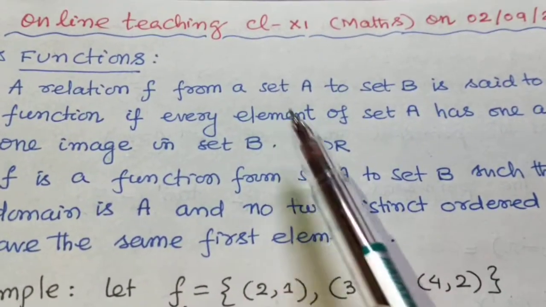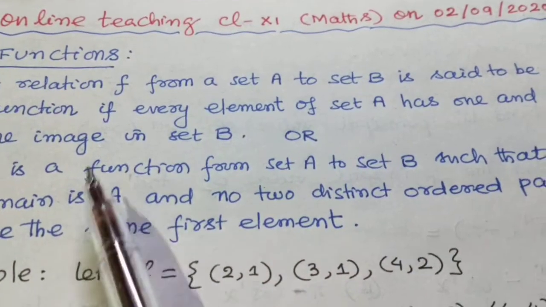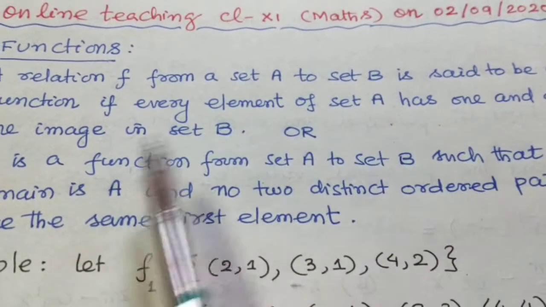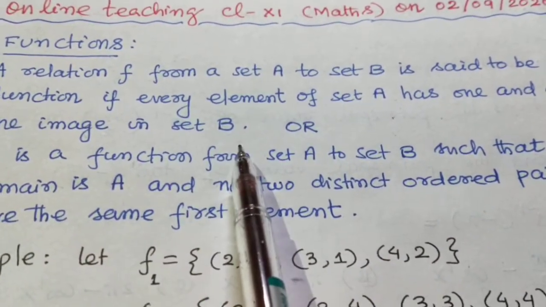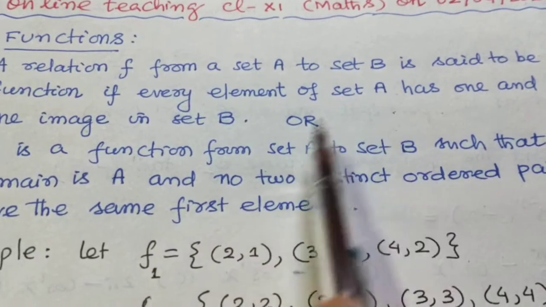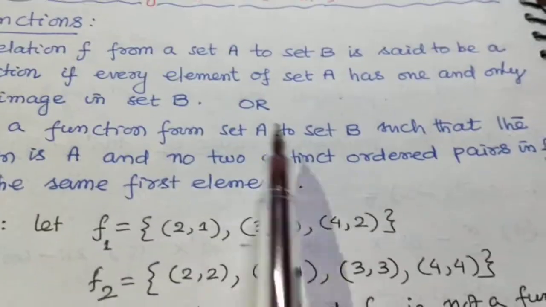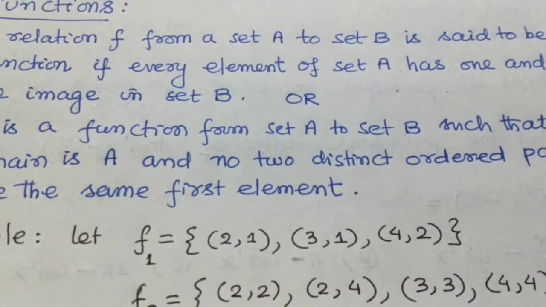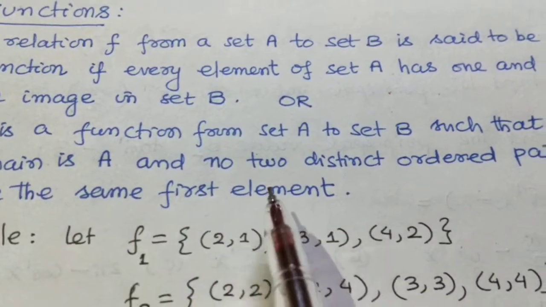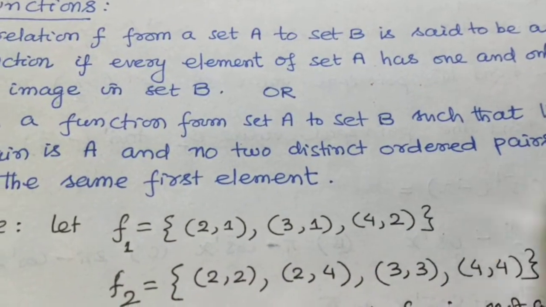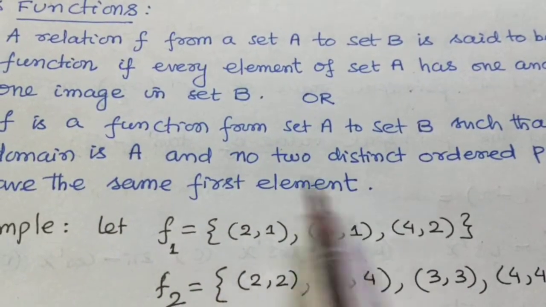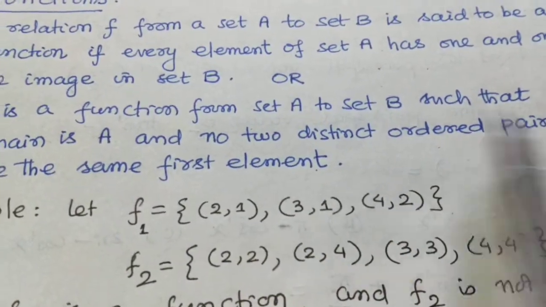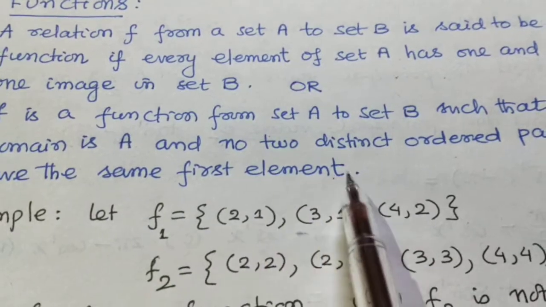A relation F from set A to set B is said to be a function if every element of set A has one and only one image in set B, okay? A unique and distinct image. Or F is a function from set A to set B such that the domain is the entire A, no element should be left out, and no two distinct ordered pairs in F have the same first element.